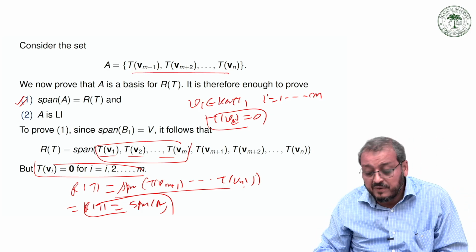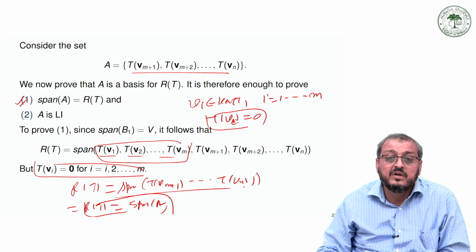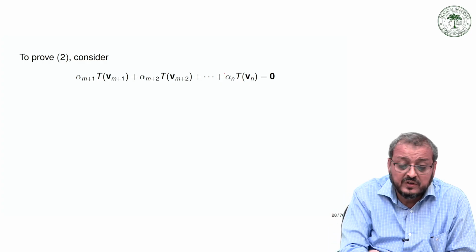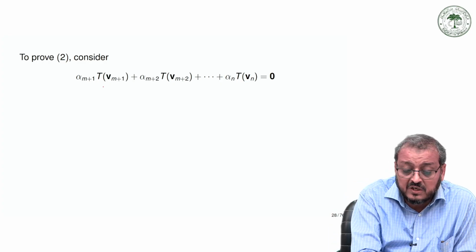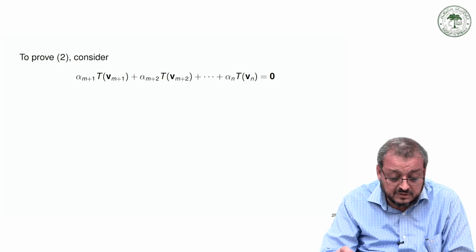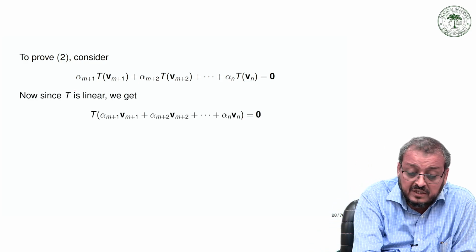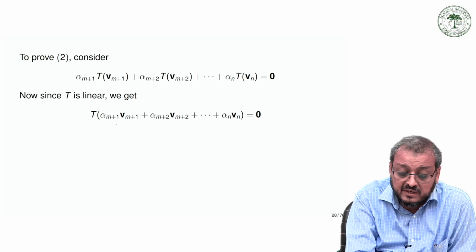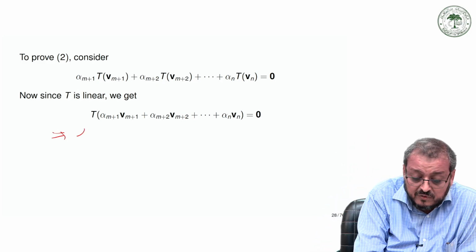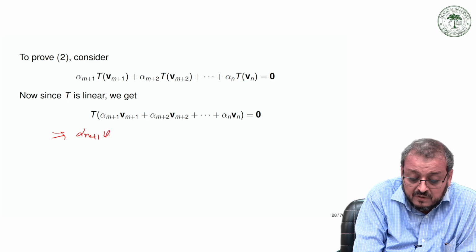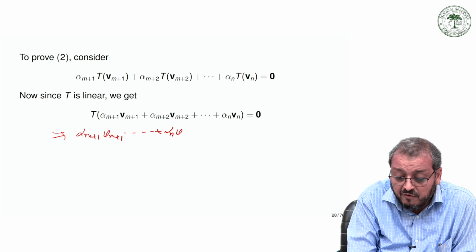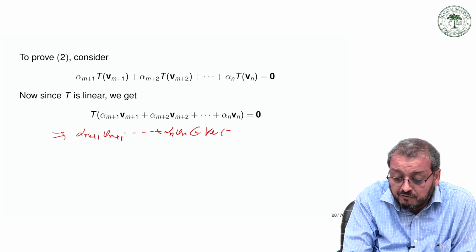If A is linearly independent, then a linear combination of these vectors equal to the zero vector, alpha m plus 1 up to alpha n, must force the coefficients to be zero. Because T is linear, by linearity we can apply T and get the zero vector. This means alpha of m plus 1 times V of m plus 1, and so on, plus alpha n times Vn, belongs to the kernel of T.